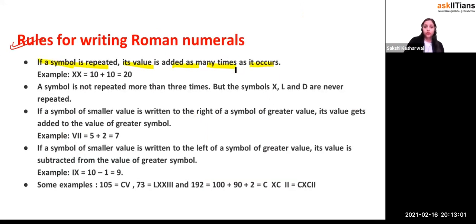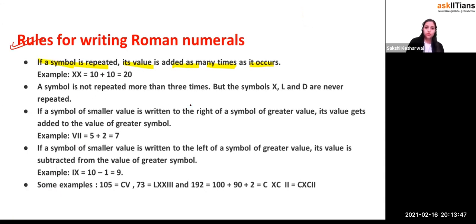A symbol is not repeated more than 3 times, but the symbols X, L, D are never repeated. I think there's something wrong. Wait a minute. Yeah, there's something wrong. That is what I was also thinking. Yes, it's written wrong over here. Just a second, let me make the correction.